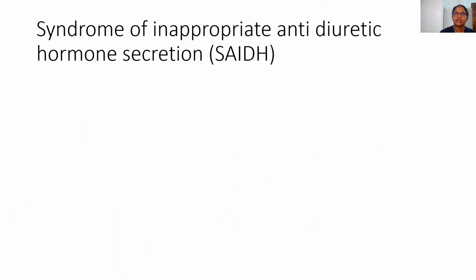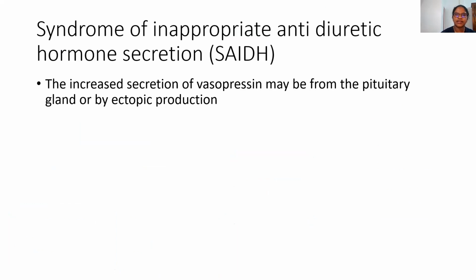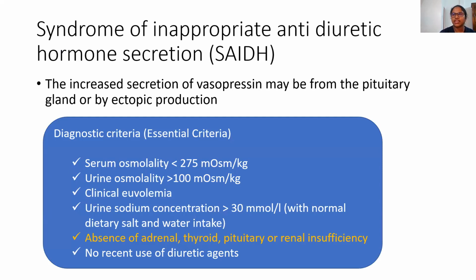A few words about the syndrome of inappropriate ADH secretion. We call it SIADH. Sorry about the spelling mistake here. SIADH is the inappropriately increased secretion of vasopressin. It could be from your pituitary or from an ectopic site, as in the case of small cell lung cancers. What does your ADH do? It reabsorbs water from your distal convoluted tubule. So there is inappropriate ADH causing increased water absorption. That's why you get hyponatremia.